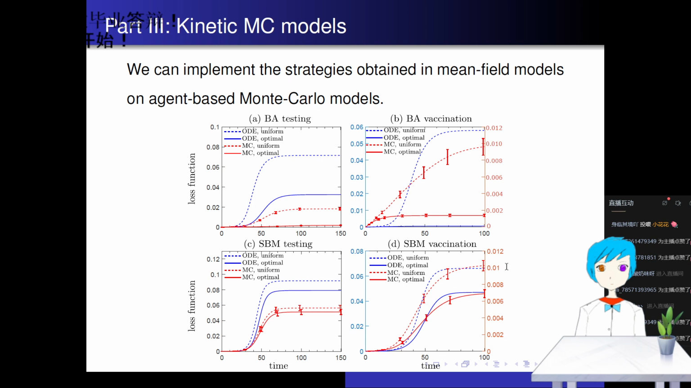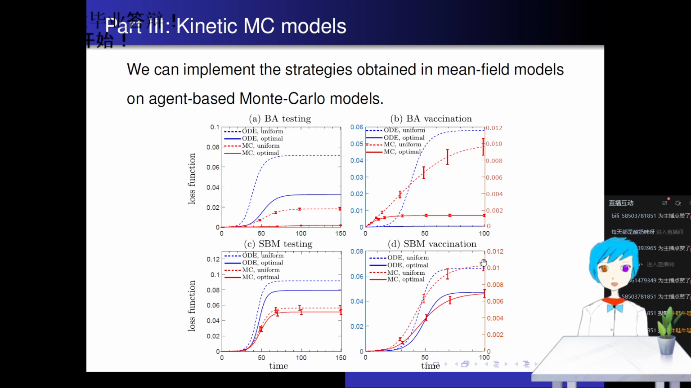Finally, we wish to apply the optimal strategy we obtained to the real-world data like the discrete agent-based network models. So we found that, as shown by the red solid curves, if we apply the PMP approach to the agent-based models, the infections, especially the early time infections, can be effectively reduced in both network models.